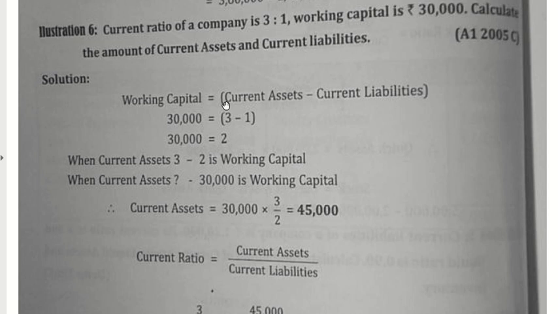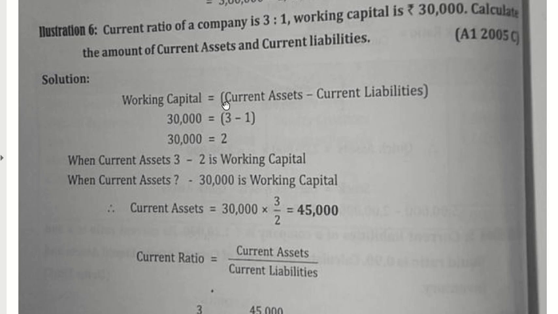Working capital we have, and we have the current ratio given. We are supposed to find out the current assets and current liabilities. Working capital formula is what? Current assets minus current liabilities. Why? It shows the difference between your current assets and current liabilities.